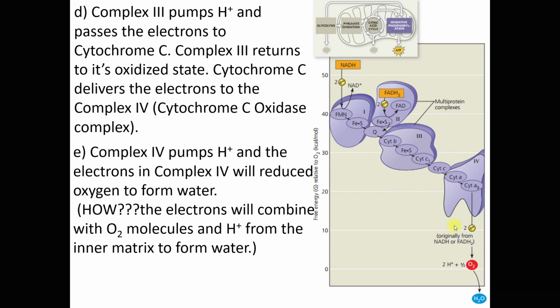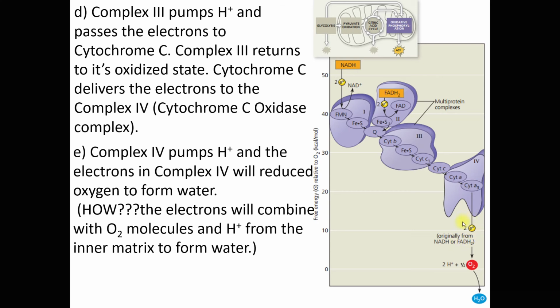Sorry, let me rephrase that. Complex 4 pumps the protons and the electrons in complex 4. Remember, this complex 4 receives electrons from the cytochrome C. So what happens to the electrons, right? The electrons in this complex 4 will reduce oxygen to form water. Okay, the electrons that complex 4 received from cytochrome C will reduce oxygen to form water.